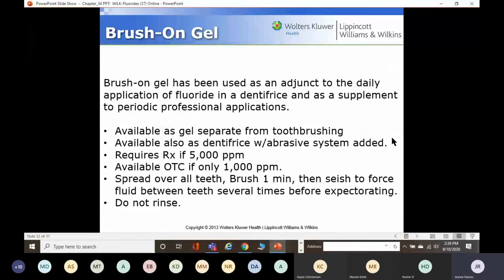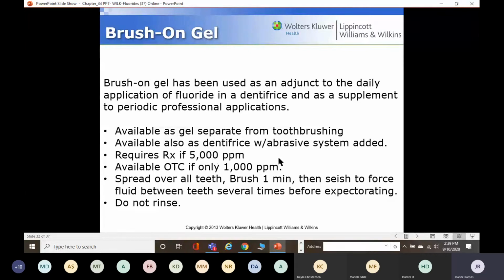There's a brush-on gel used as an adjunct to daily application of fluoride within your toothpaste and as a supplement to periodic professional applications. So it's available as a gel separate from toothbrushing and also as a paste with an abrasive system added. It requires a prescription if it's 5,000 parts per million.